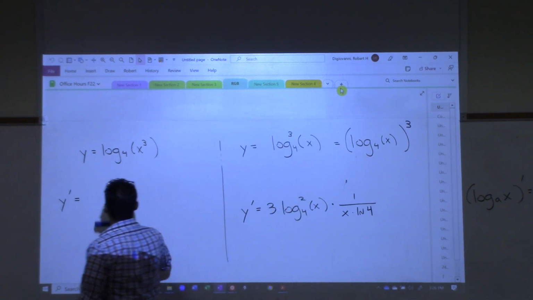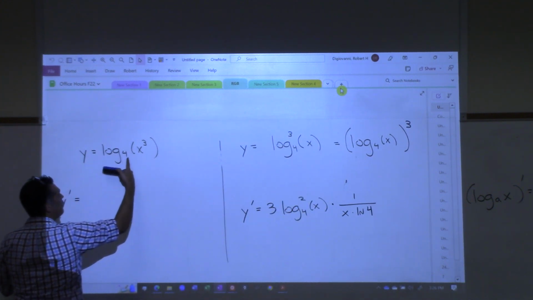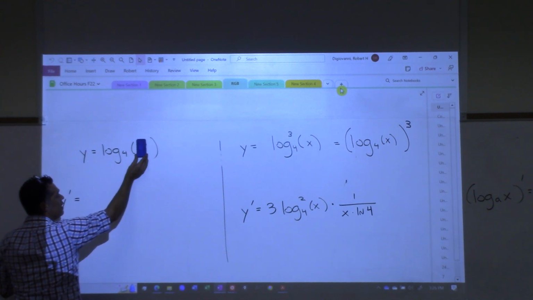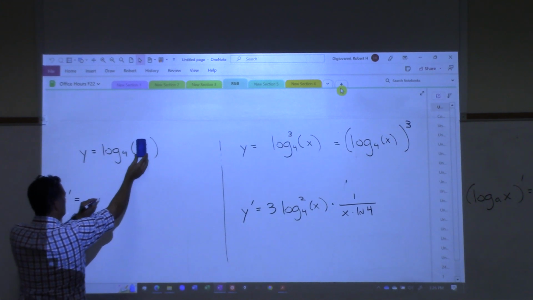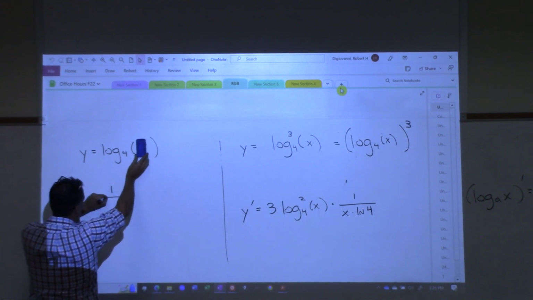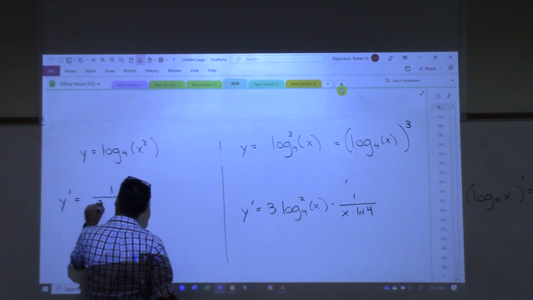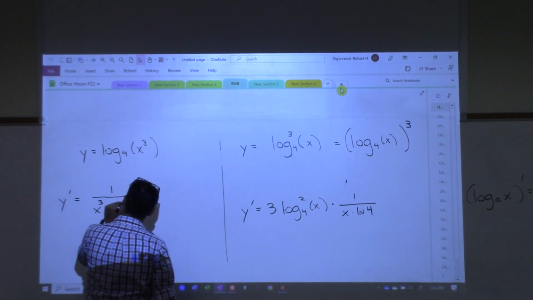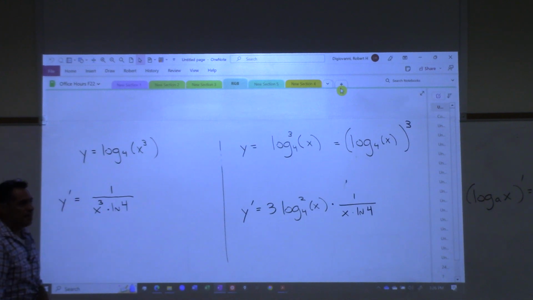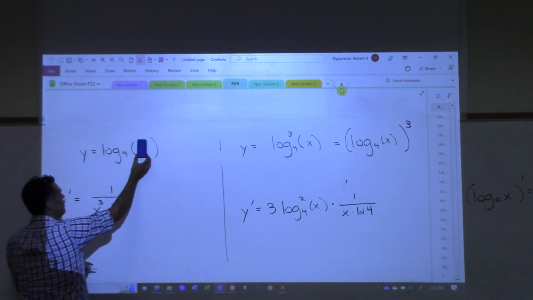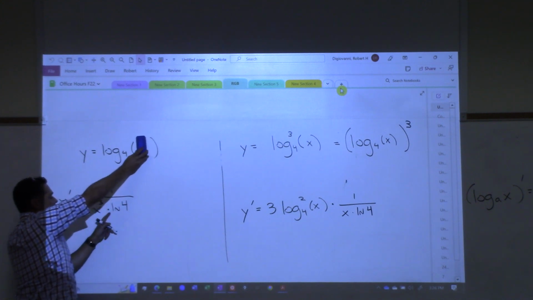We're doing the derivative of log base 4 of my eraser, right? What is the derivative of log base 4 of my eraser? 1 over my eraser, which is x cubed, times natural log 4, right? That's the derivative of log base 4 of my eraser: 1 over my eraser times natural log of 4.